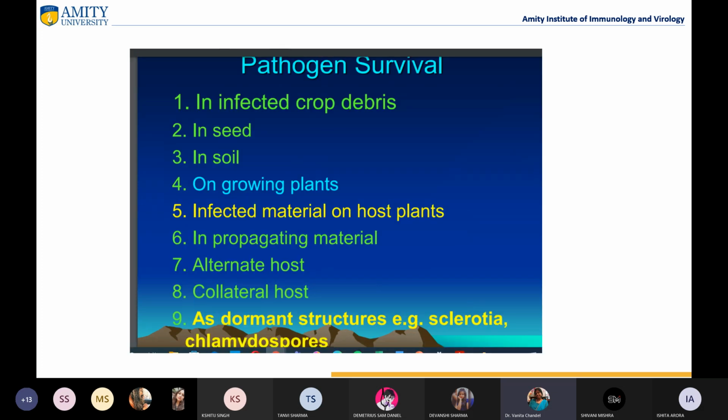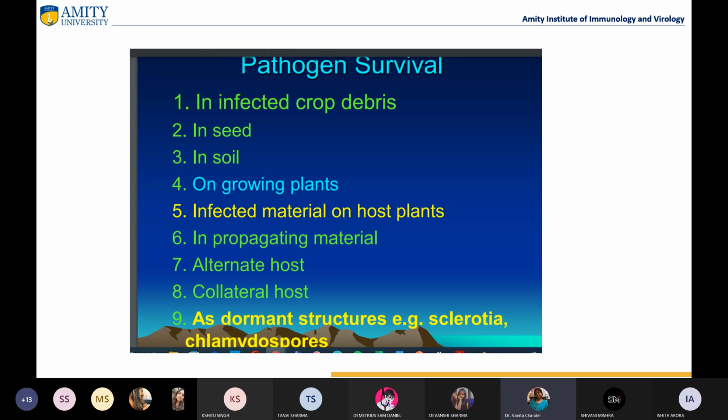How does this pathogen survive? So they survive in the infected crop debris, they survive in the seed, they can survive in the soil, they can survive on the growing plants, they can survive on the infected material on the host plants, then in the propagative material, they can survive in an alternate host, they can survive in a collateral host, or they can survive as a dormant structure.